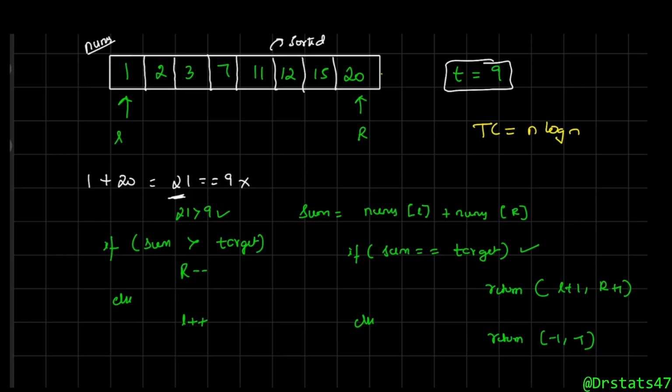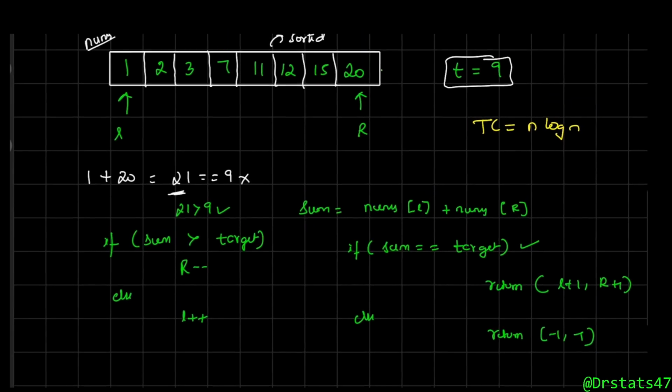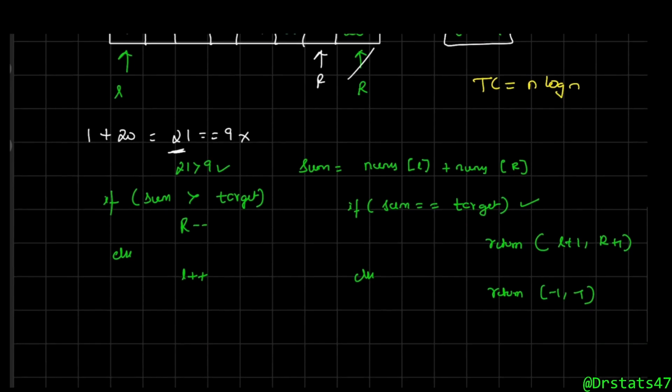But when I shrink the right pointer here, what I am getting is 15 plus 1, that is 16. 16 is closer to the 9, right? So we are going toward our solution. This is the intuition. Hope you have understood the working of the pointers and this condition. Now we move the right pointer here, and again we have to check.